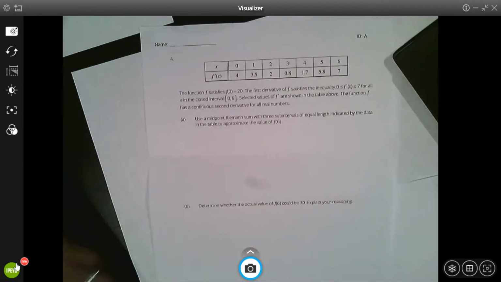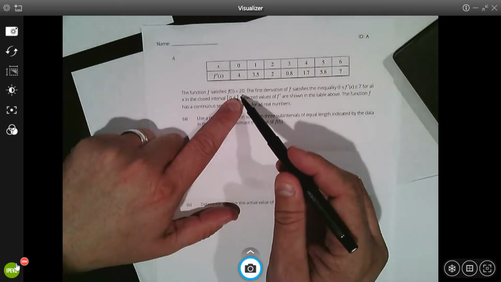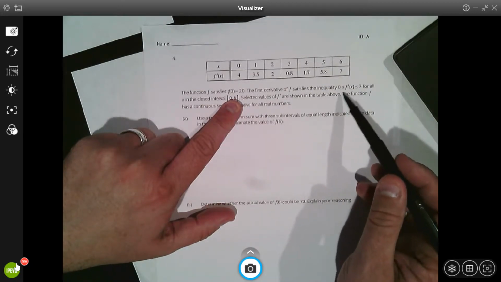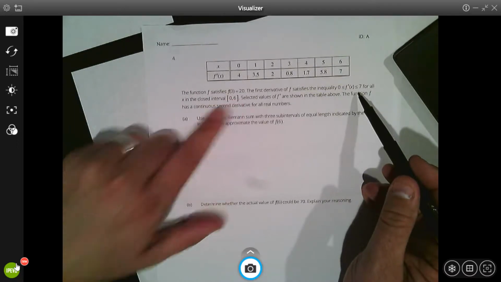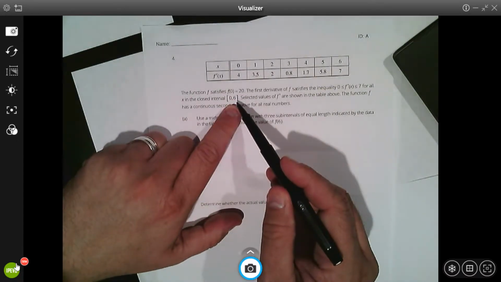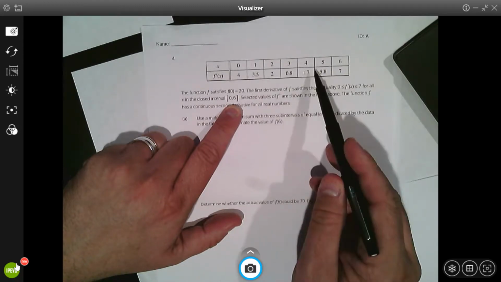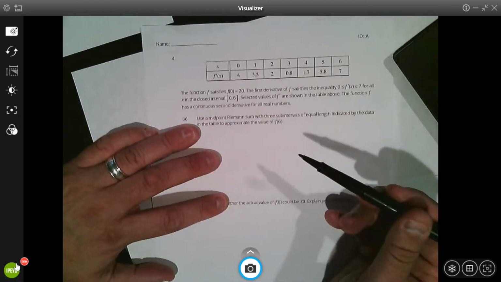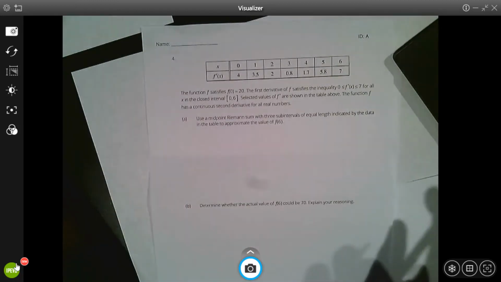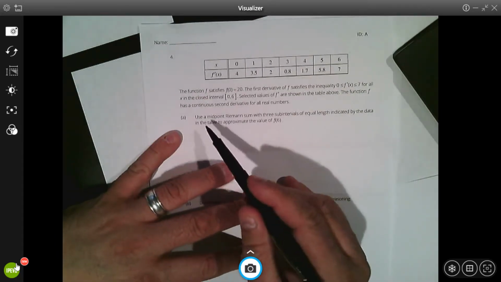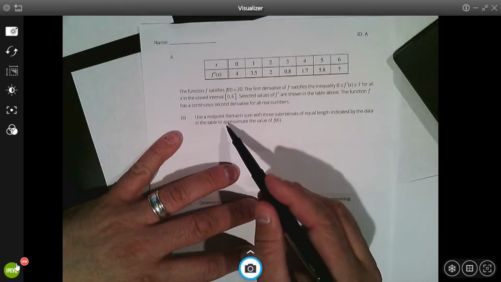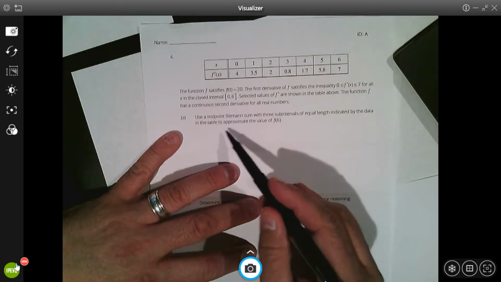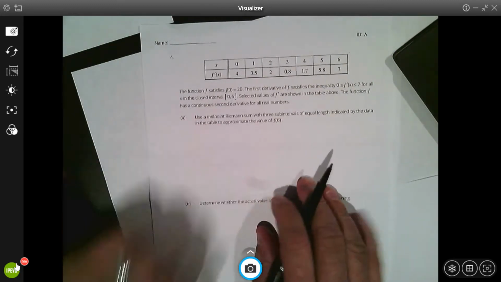Okay, we're told that the function f satisfies the condition that f of 0 is equal to 20. The first derivative of f satisfies the inequality 0 is less than or equal to f prime of x is less than or equal to 7 for all x in the closed interval 0 to 6. Selected values of f prime are shown in the table above. The function f has a continuous second derivative for all real numbers. Okay, lots of information going on here. In part A, use a midpoint Riemann sum with 3 subintervals of equal length indicated by the data in the table to approximate the value of f of 6.